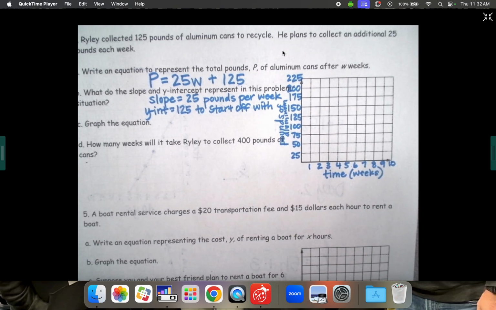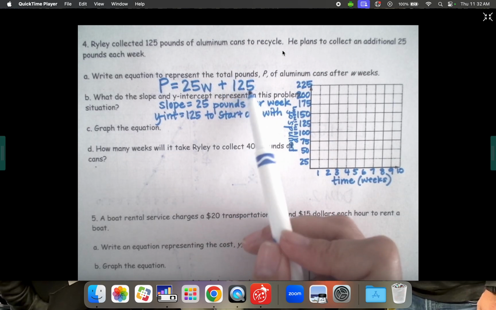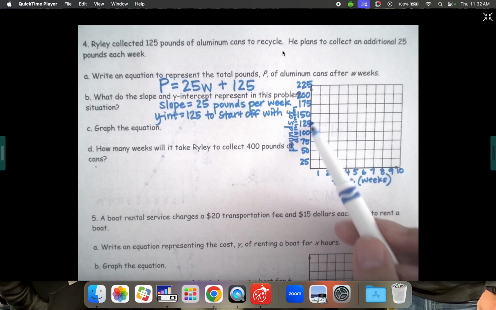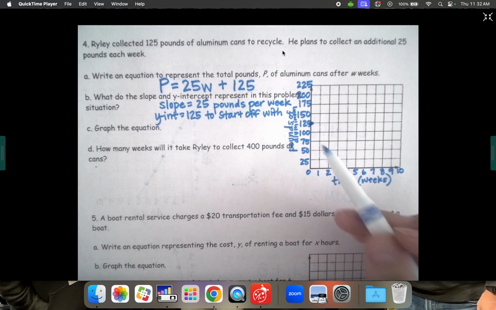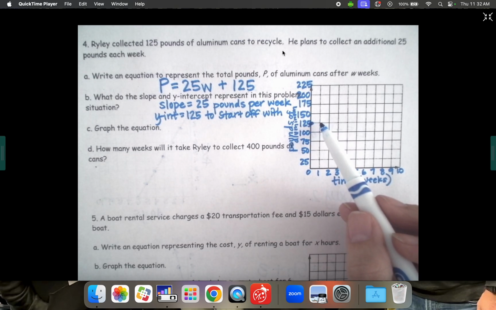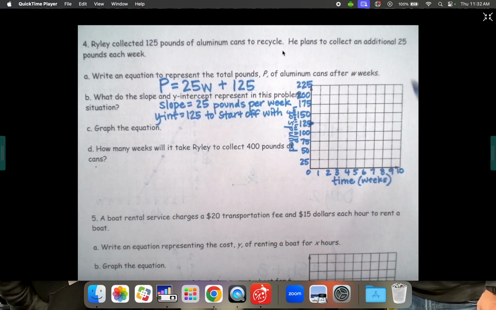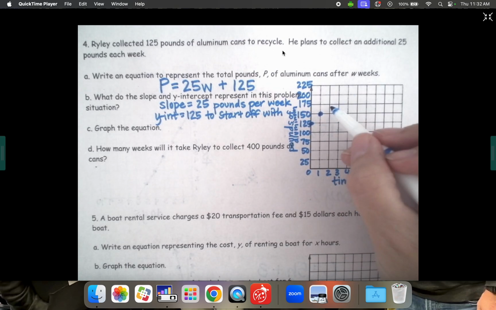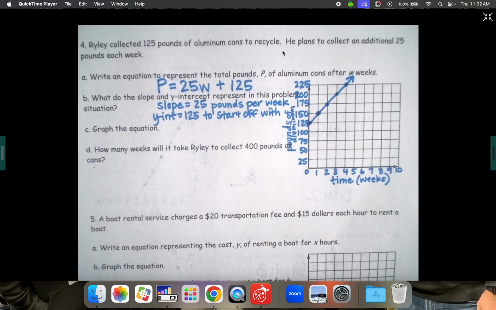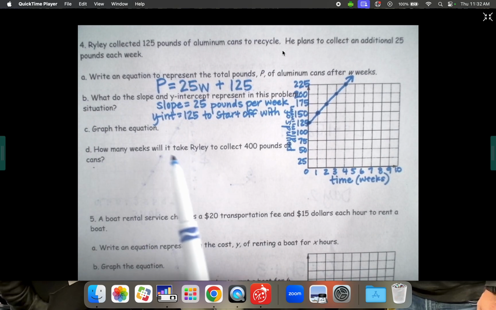Okay, so our y-intercept is 125. So our first dot is here at the 125. So at 0 weeks, Riley already has 125 pounds. Each week is an additional 25. So now we're up to 150, 175, 200, 225, and so on. So that's your graph. And it wants to know how long will it take Riley to collect 400 pounds.